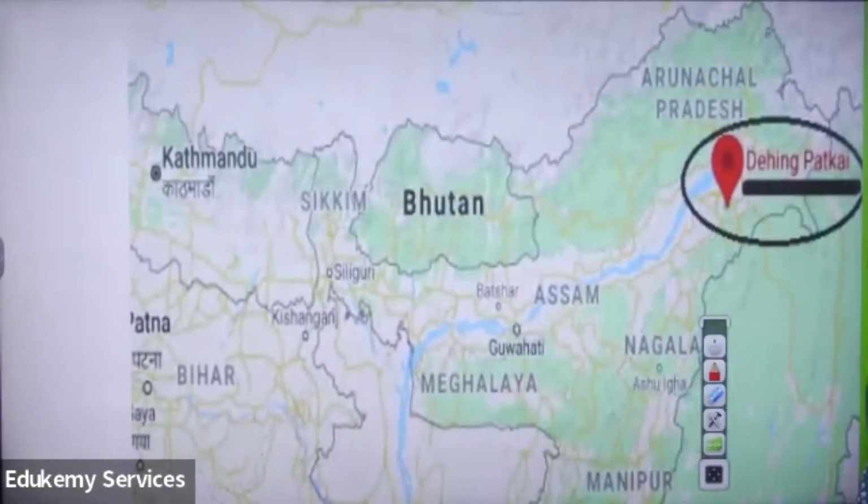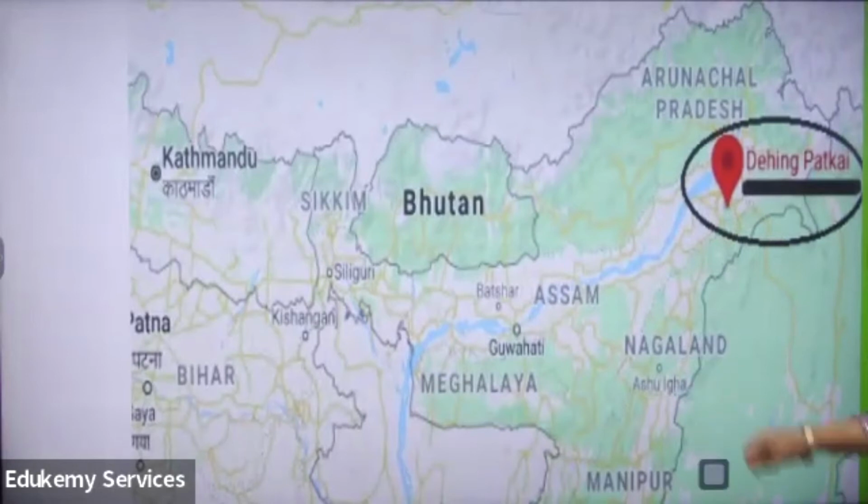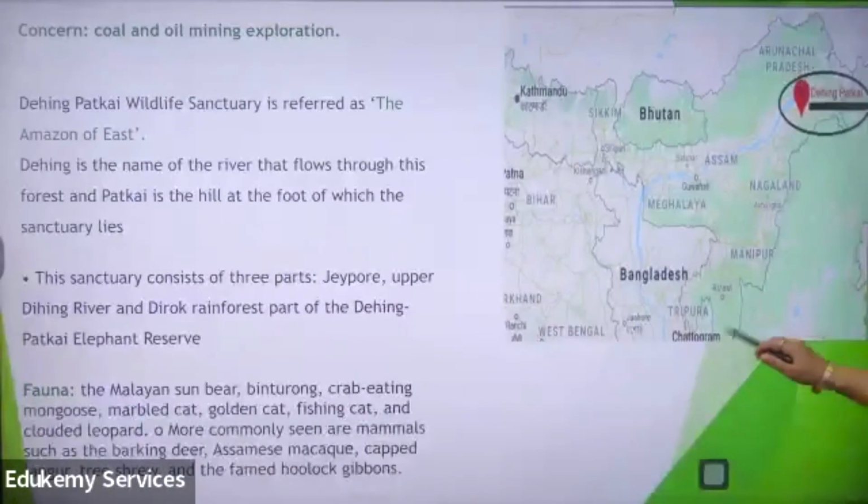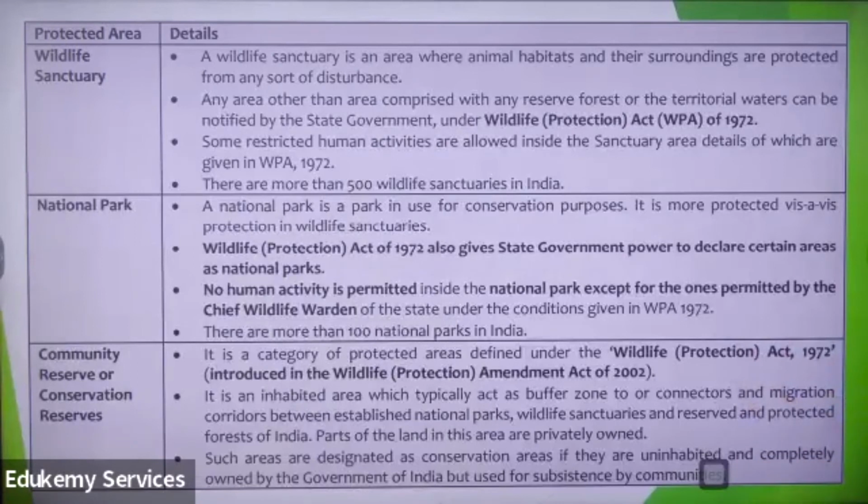This is the region where I have the Dehing Patkai Wildlife Sanctuary. Please take the screenshot of this. These are the important details about wildlife sanctuary, national parks and community reserves. Chaliye, let us very quickly, I'll sit on the side so that you can read it very quickly.